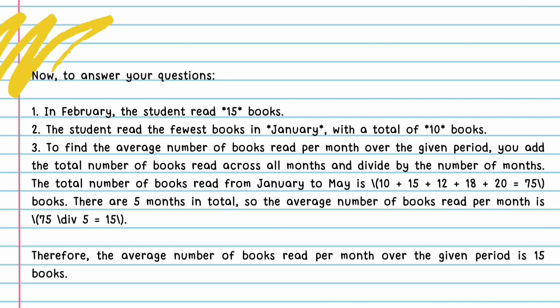So 10 plus 15 plus 12 plus 18 plus 20 equals 75 books. There are 5 months in total, so the average number of books read per month is 75 divided by 5 equals 15. Therefore, the average number of books read per month over the given period is 15 books.